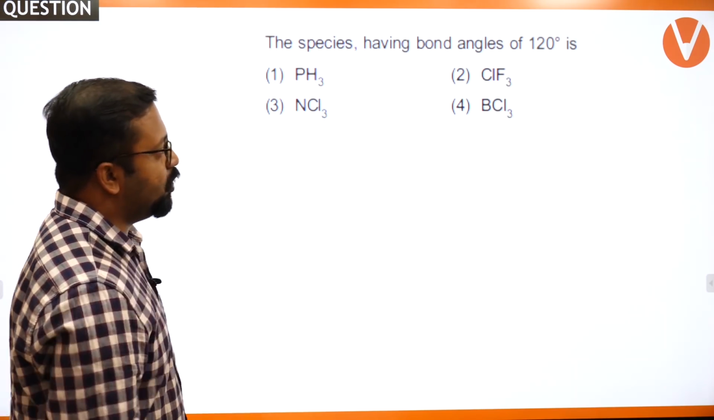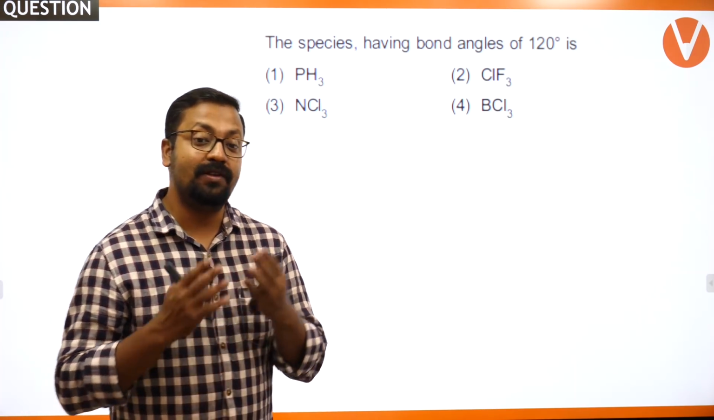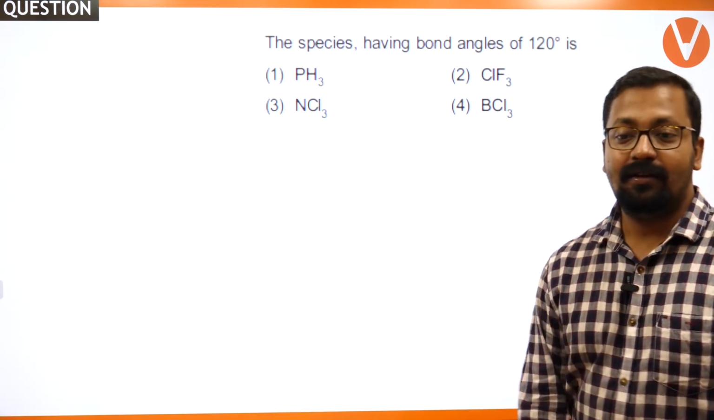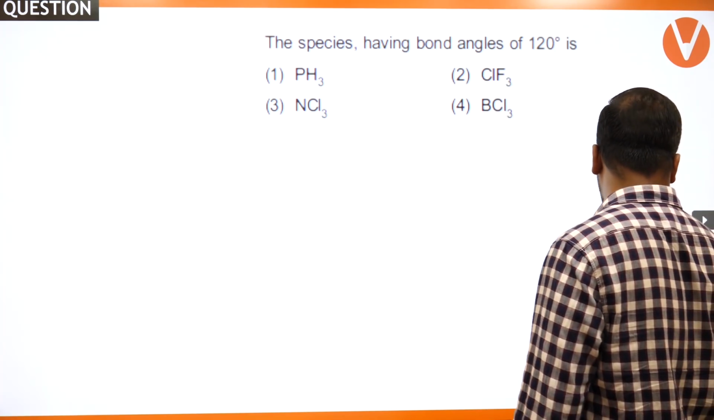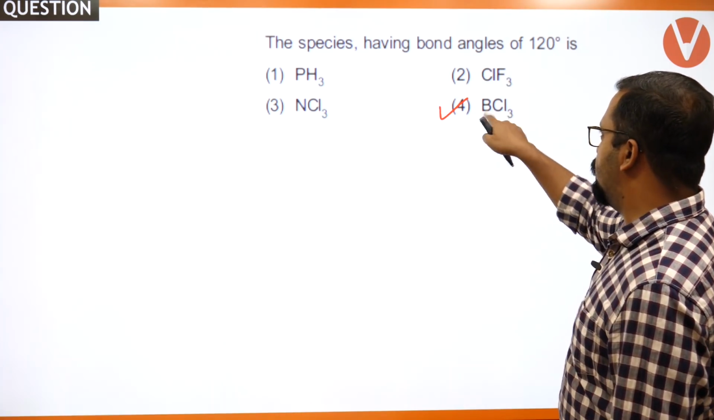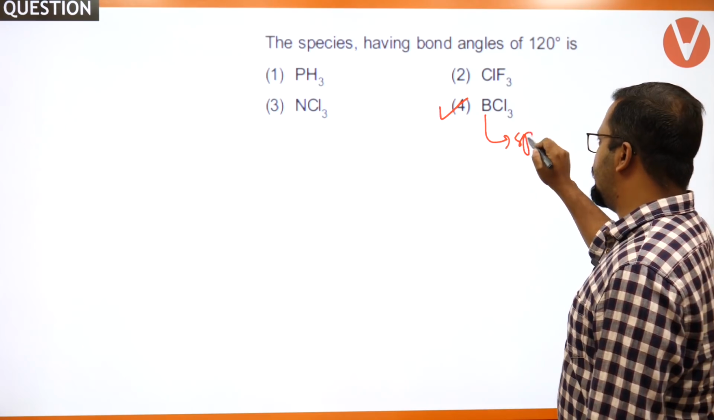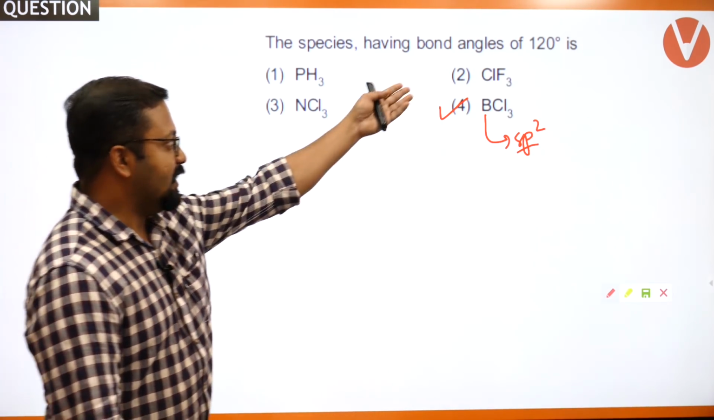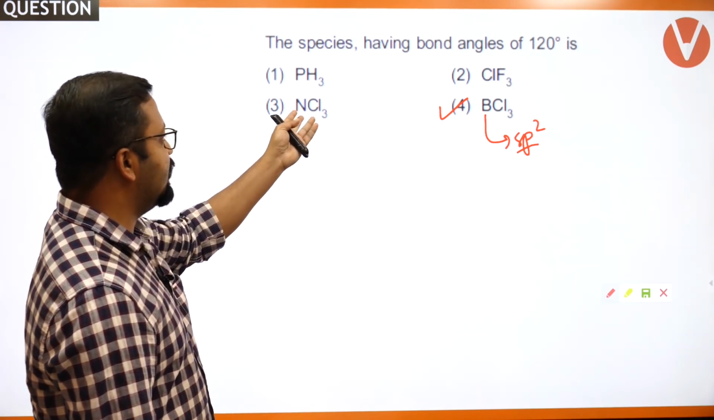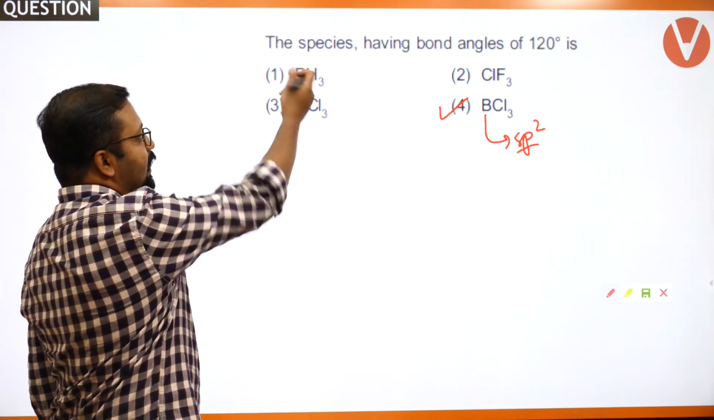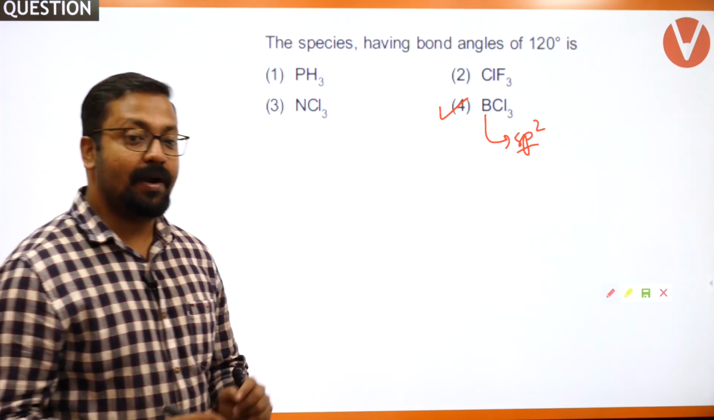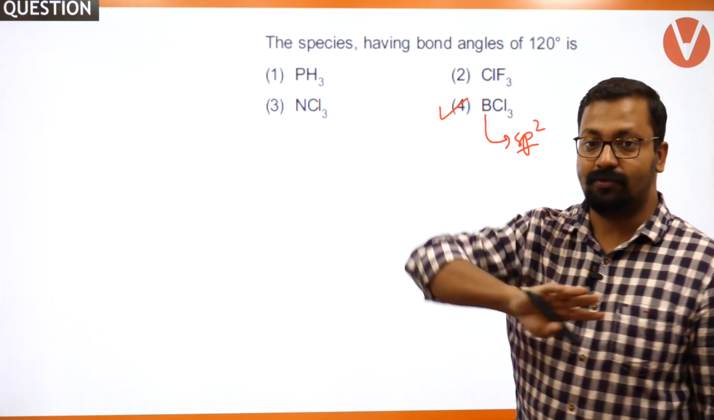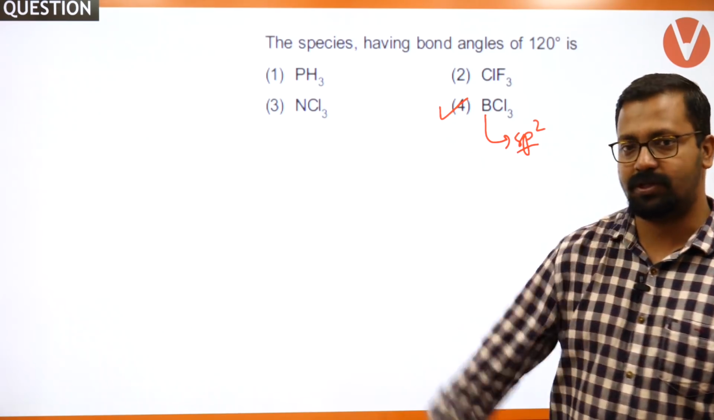Next, the species having bond angles of 120 degree, I don't need to even solve the question, it's very easy. BCl3. Okay, the right answer for this question will be BCl3, because boron in this case is sp2 hybridized. This has been a very common question. NCERT में इसका structure ही दिया गया है. ClF3 will be trigonal bipyramidal, NCl3 will be tetrahedral, and PH3 will be unhybridized. Okay, PH3 will be unhybridized. If anybody believes that PH3 is hybridized, no, it's not hybridized, it's an unhybridized species.